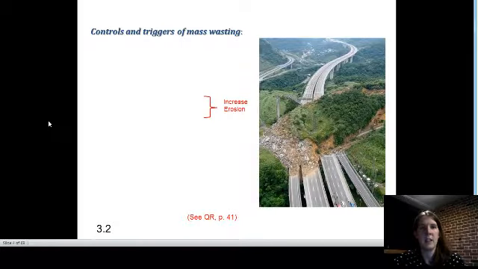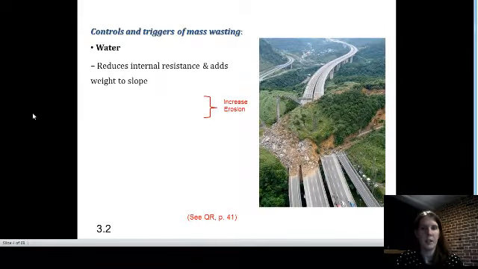So controls and triggers of mass wasting events. So why do these happen? The biggest trigger of a mass wasting event is water. So if you're in an area that all of a sudden gets a very large influx of water, that water reduces the internal resistance and adds weight. So if you have water being introduced into a soil unit, it keeps those grains of soil or grains of sediment from attracting to one another, and basically it lubricates the grains so that they are more likely to move.